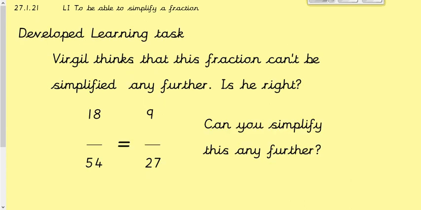So now we have some developed learning questions for you to have a look at. So Virgil thinks that the fraction, or Virgil, don't know. Either way, Virgil thinks that the fraction can't be simplified any further.